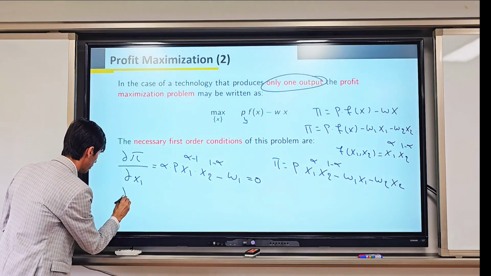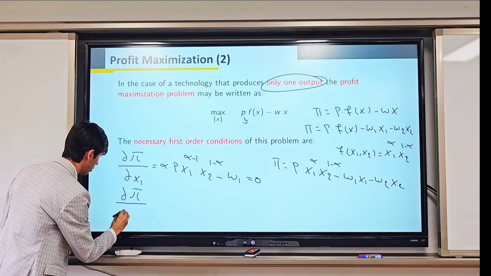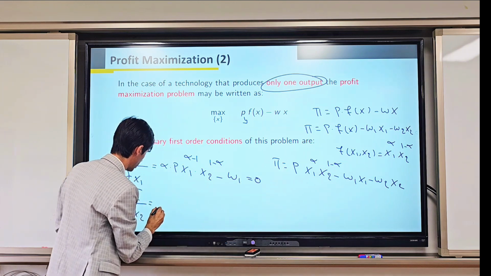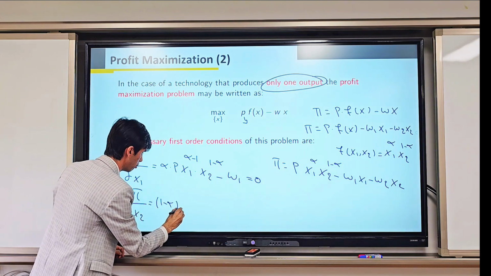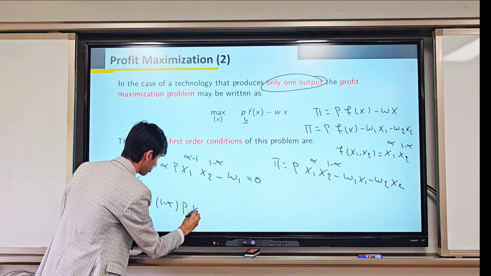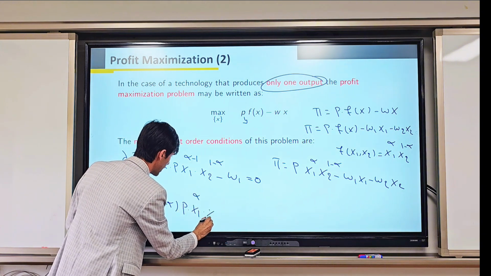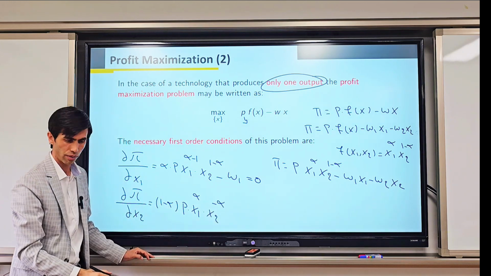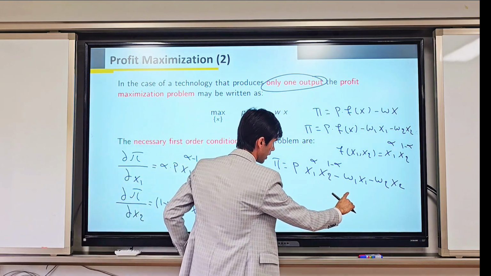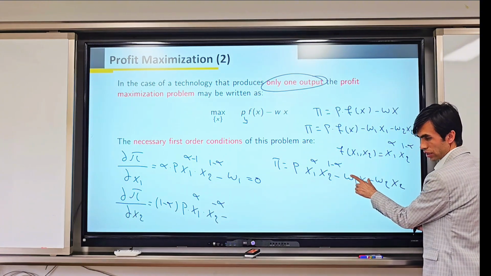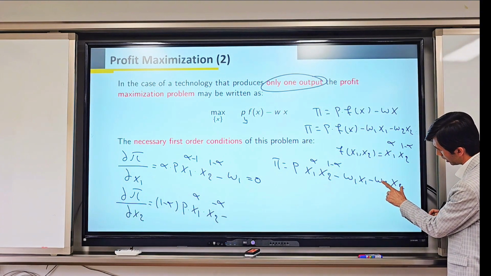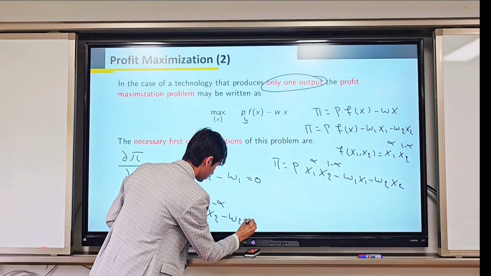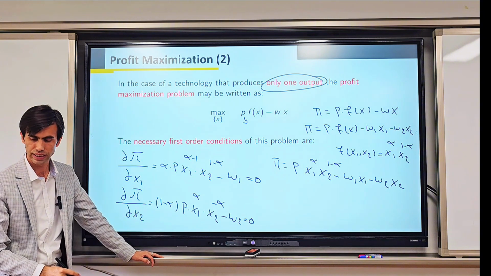And then the partial derivative of pi with respect to x2, this time, is 1 minus alpha multiplied by p multiplied by x1 to the power of alpha, x2 to the power of 1 minus alpha minus 1. Then minus, the partial derivative of this term with respect to x2 is w2, and it is equal to 0.